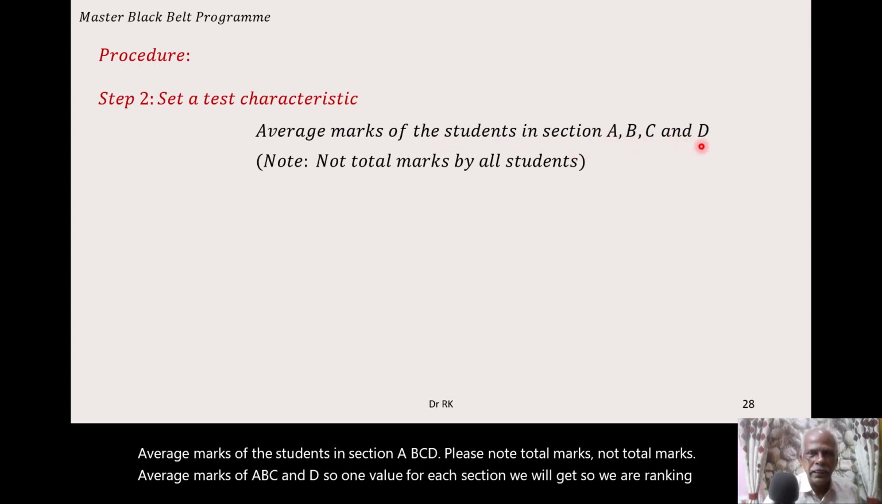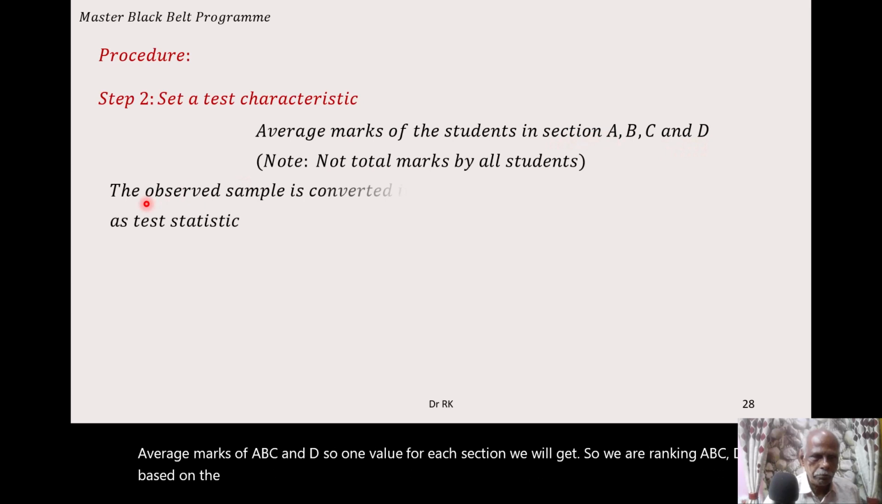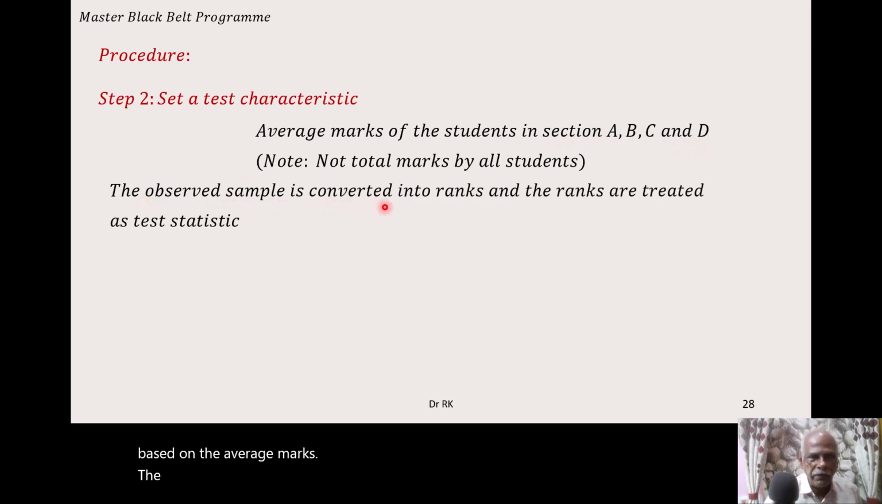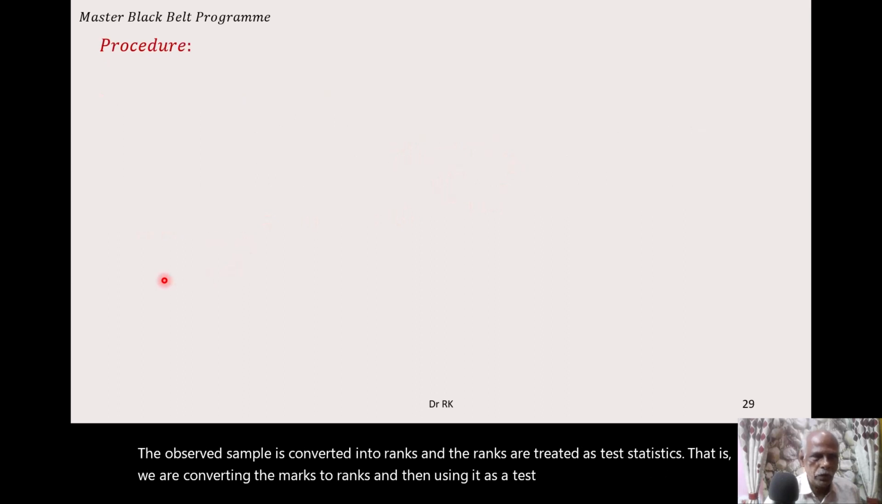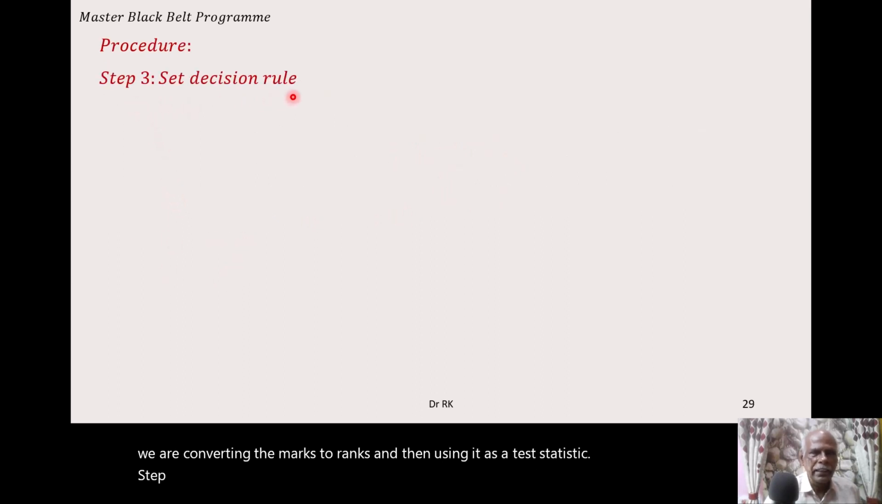So we are ranking A, B, C, D based on the average marks. The observed sample is converted into ranks and the ranks are treated as test statistics. That is, we are converting the marks to ranks and then using them as a test statistic. Step 3, set a decision rule.